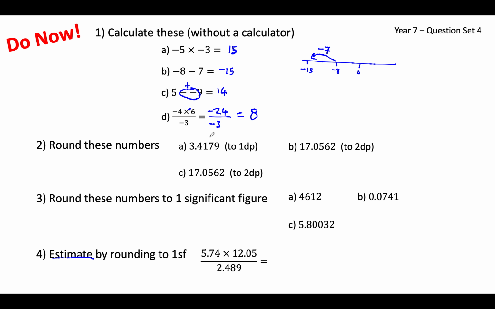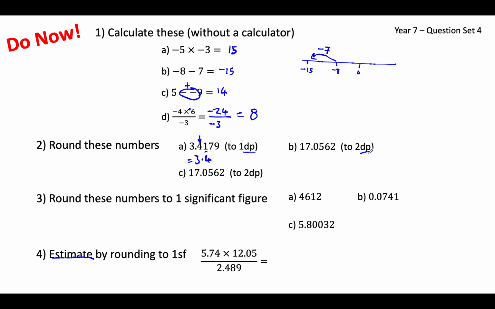Okay. Right, round these numbers to 1 dp. That means decimal places. So we'll round it to 1 decimal place. Now the first decimal place is that one. So check the next number across. It's below 5, so I don't round it up. So to 1 decimal place, it's 3.4.